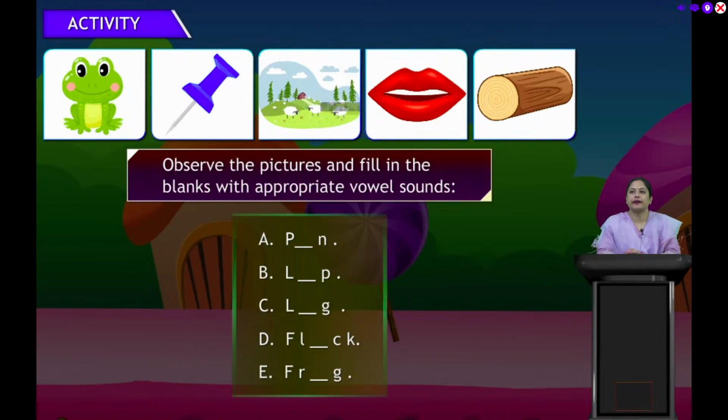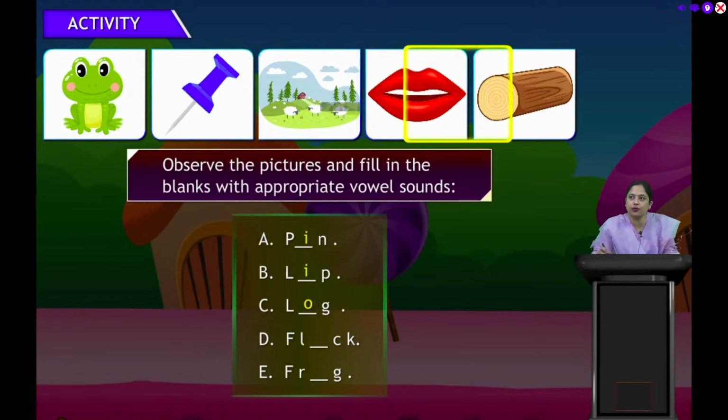The first one, P and N. Out of these 5 pictures, which do you think fits the sound here? P and N. So how do we say it? It is pin. It is pin. Is it long or short? It is the short sound. Very good. Next one, L-I-P. How to say it? Lip. Lip. Short or long? The short sound. Very good.